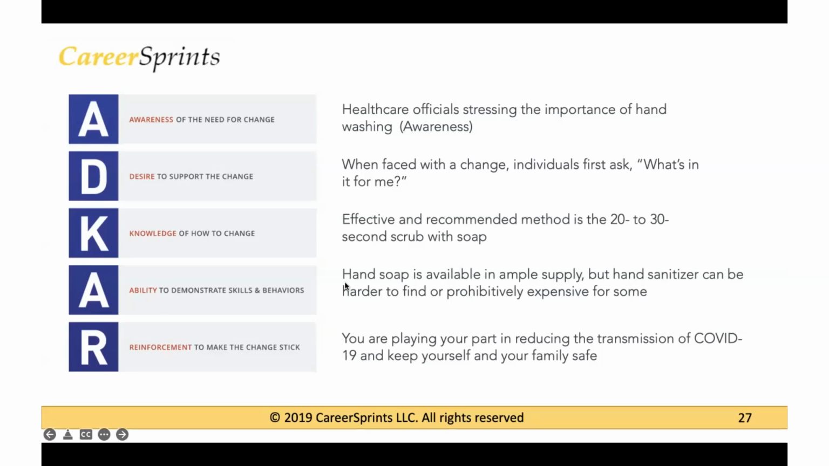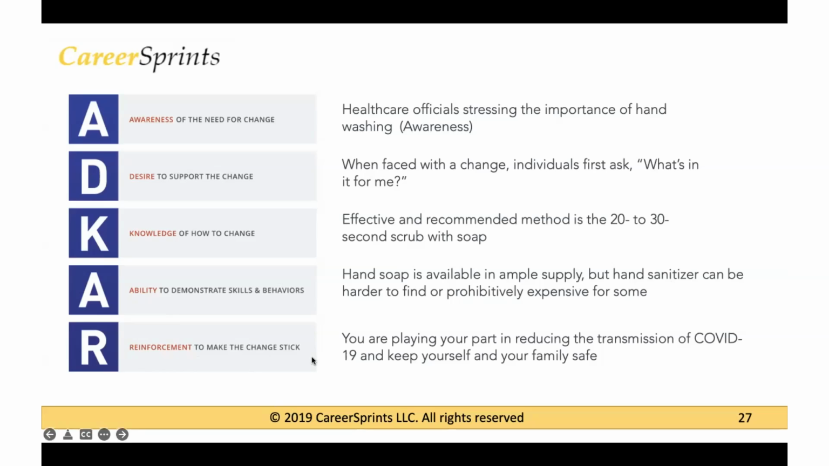Next is ability. So, just telling people that they need to wash hands is not enough when you do not provide them with water and soap to wash hands. So if you don't have a facility where proper soap and water is available, right, then it doesn't make any sense. So it says hand soap is available in ample supply, but hand sanitizer can be harder to find or prohibitively expensive for some people to use. So you need to ensure that you demonstrate the ability to incorporate this kind of change in behavior.